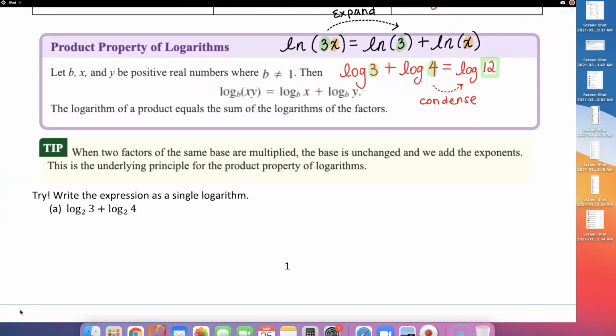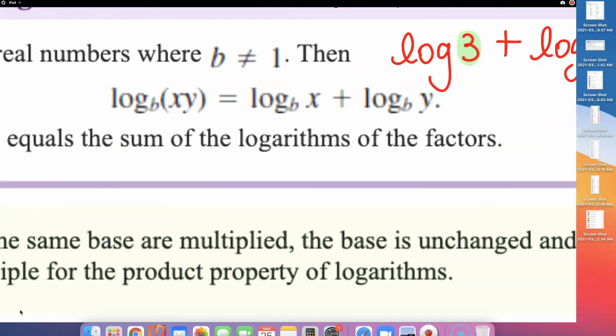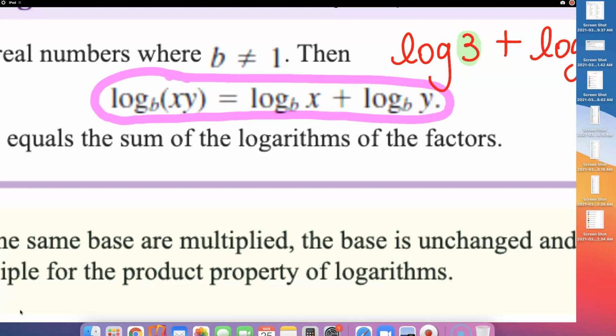Product property of logarithms. What it is saying is, let me go ahead and box this theorem. Log base b of x times y can be broken down into log base b of x plus log base b of y. I know it used to be multiplication, right? But you're separating them with the plus sign in the middle. But you've seen something similar to this before when you studied properties of exponents in algebra class.